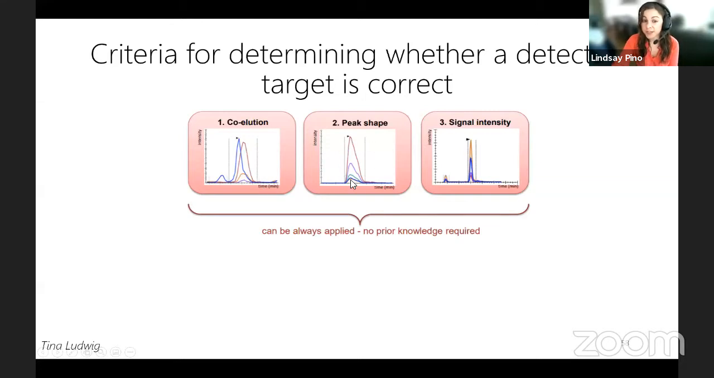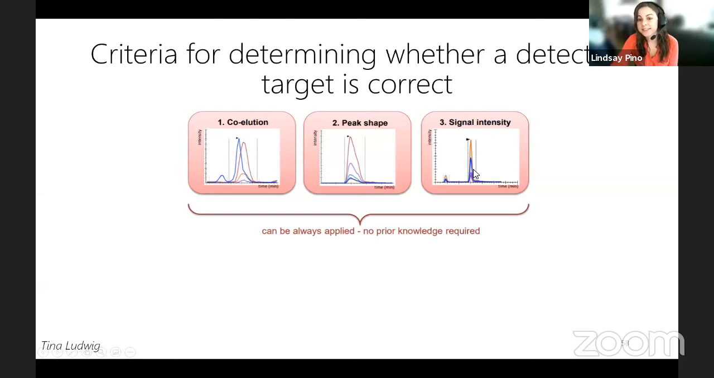We look for peak shape. So this is a slide from Tina Ludwig, and peak shape ideally should be symmetrical. So this is actually an example, I think, from her of bad peak shape, but it's not terrible. This peak shape is not entirely symmetrical. It has a little bit of a tail going on the end. So that might be poorer peak shape.